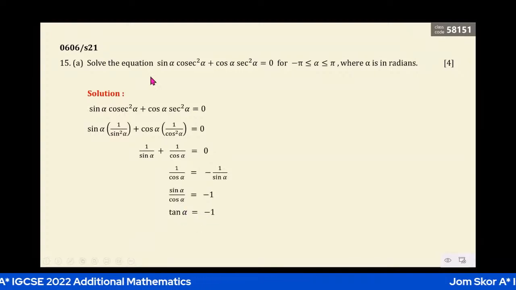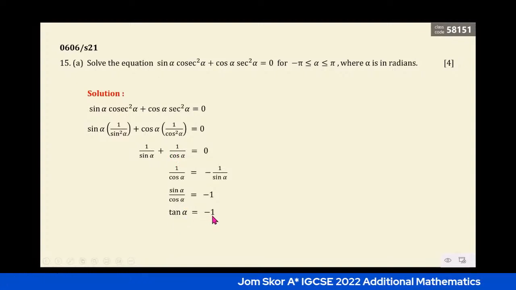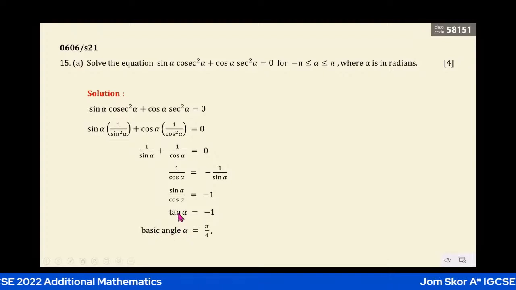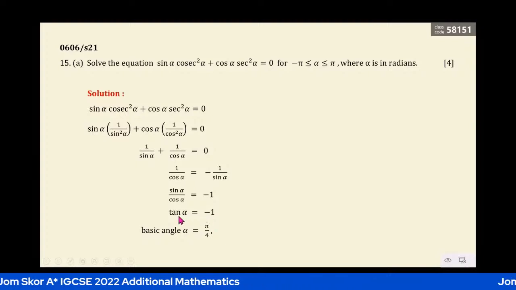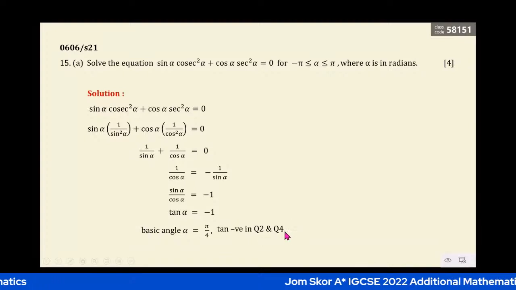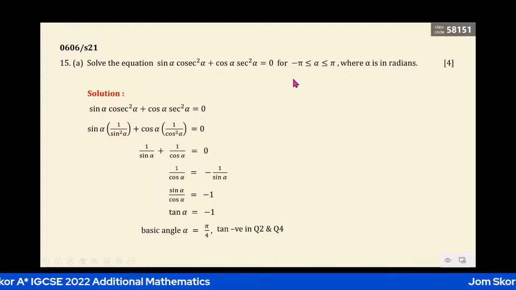We want to find the angle alpha here. Okay, so inverse tangent 1. So we ignore this negative first because we want to find the basic angle. Okay, so shift tangent 1. So you will get the basic angle of alpha is pi over 4. Then we look at the negative sign here. Okay, so tangent is negative in quadrant 2 and quadrant 4. Okay, so now we know we want to find the angle in quadrant 2 and quadrant 4. Okay, so now look at the range given.